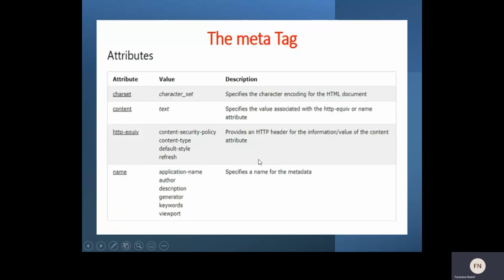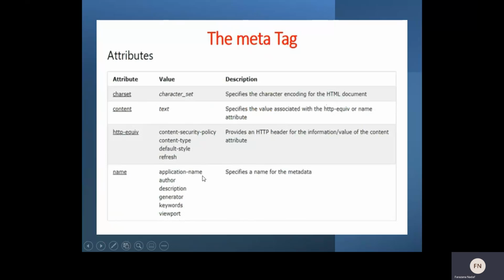So the HTTP-equiv attribute provides an HTTP header for the value of the content attribute, right? Then the fourth and last attribute of the meta element is name, which has different values: application-name, author, description, generator, keywords, or viewport. The name attribute specifies a name for the metadata, right?